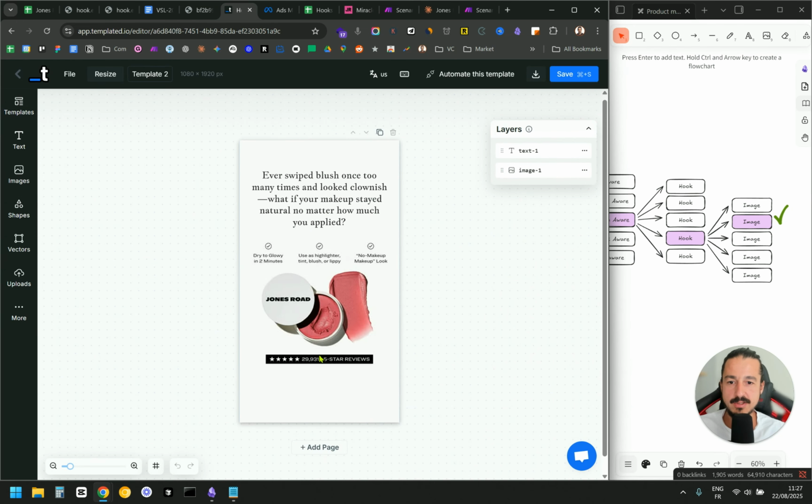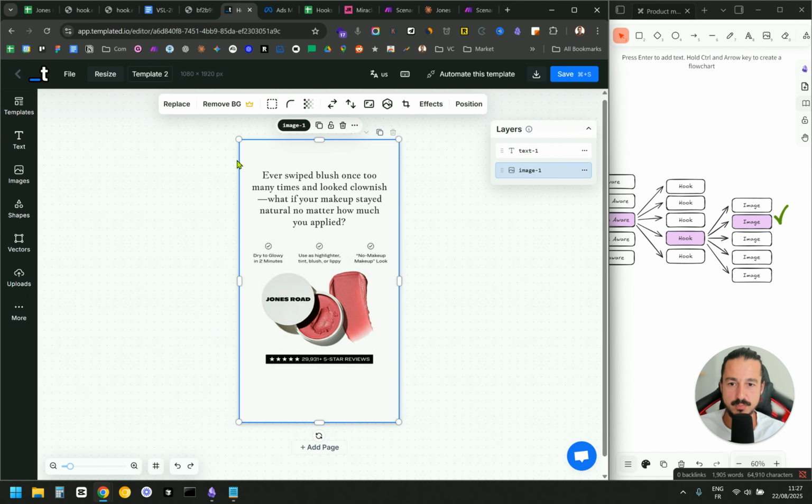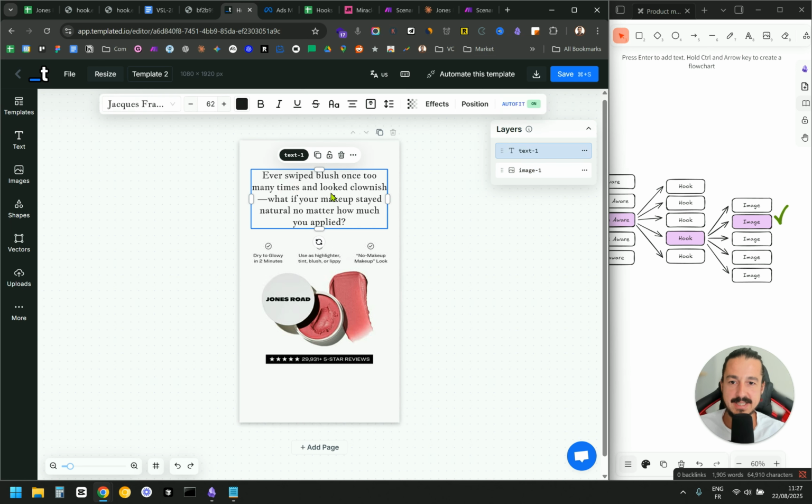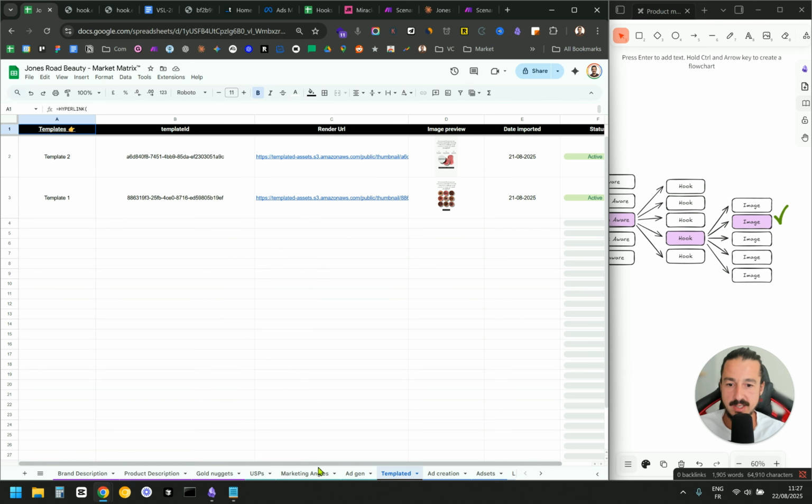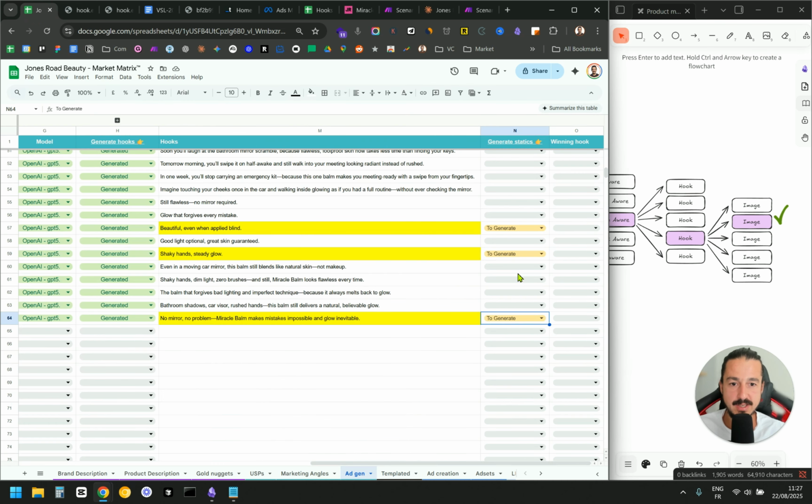Let me show you. So I took a picture from Johnsford Beauty. Here I hide the existing hook, and here instead I put a text. This text is just a sample, but it will be replaced by every hook that I'm using here. So we will have the same picture, but then it will be replaced by that.